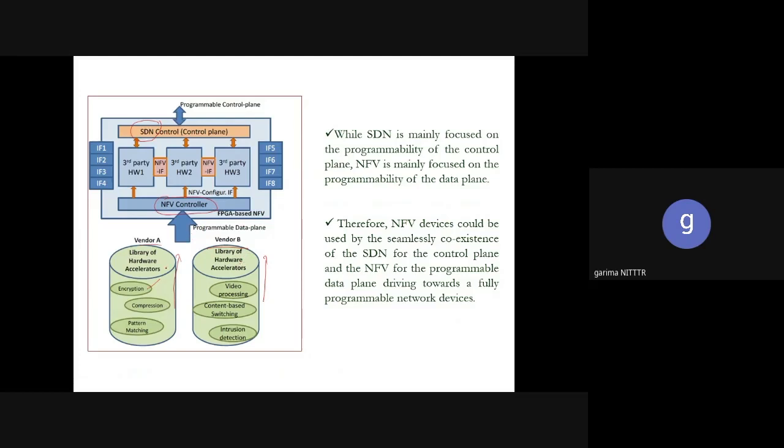Then those particular libraries of hardware accelerators are compatible or passed on through the NFV controller, and these third party hardwares, different party hardwares, have NFV interfacing. They are able to communicate with each other. They have different interfacing, but they can communicate with each other, and this NFV controller is transmitting to these third party hardwares. They are communicating with these NFV interfaces, and finally they are communicating with the SDN, software defined network controller, and that too on a programmable control plane.